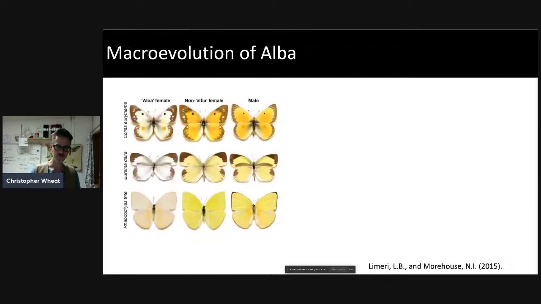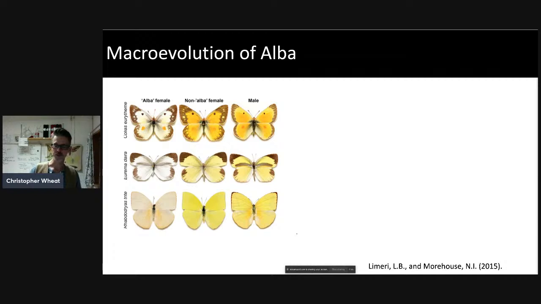When we think about different species within the family Pieridae, here are 3 different rows of species. On the far left, you have alba females, and white, of course. You have the non-alba females, which are colored orange and yellow, and then males, which are usually identical to the females. So 3 different genera all have this white morph called alba.